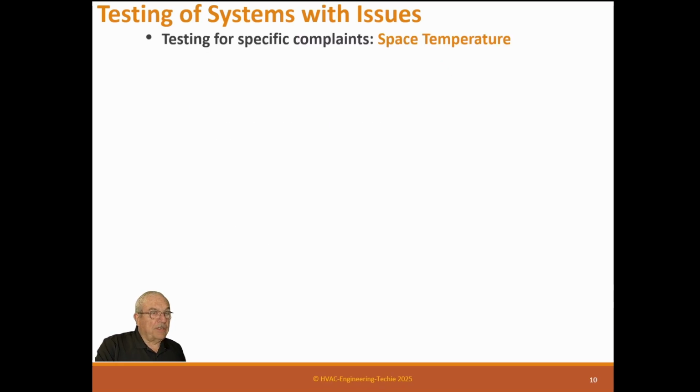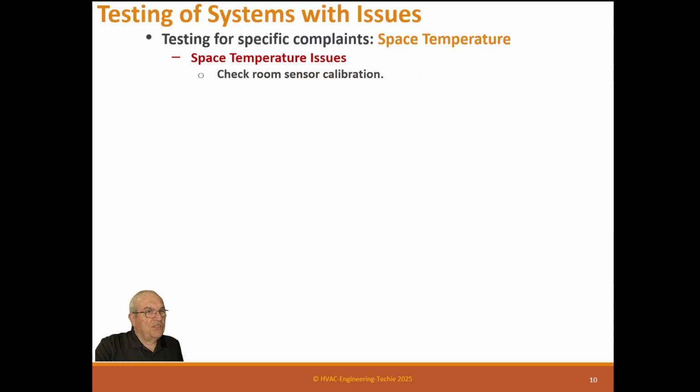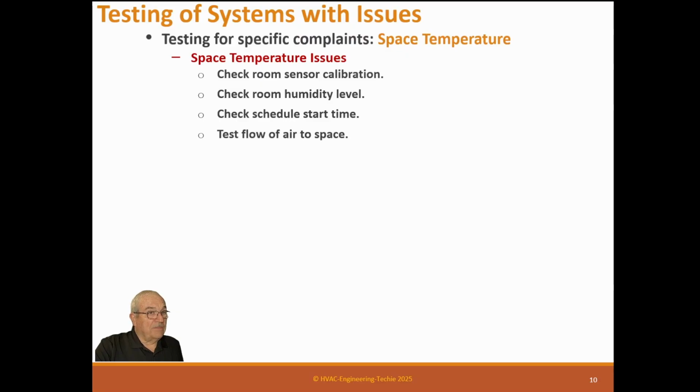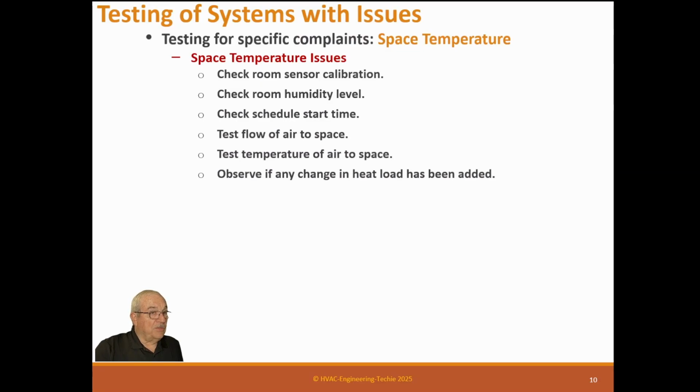Test for specific complaints. Okay, let's see what we do for a specific complaint. So let's say the complaint was the temperature is too high or too low in a space. Check the room sensor calibration. Is it correct? Check the room humidity level. Check the scheduled start time. Test flow to the air space. Test temperature of the air to space. So is the incoming air too cold, too hot? Is that why we're not cooling or heating?